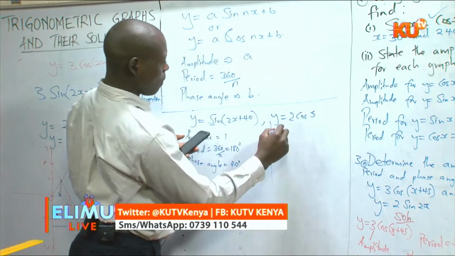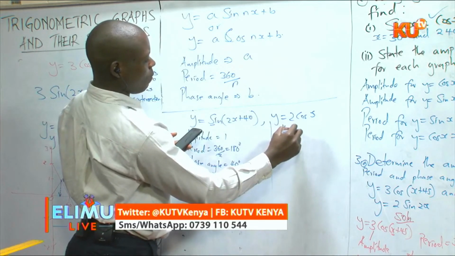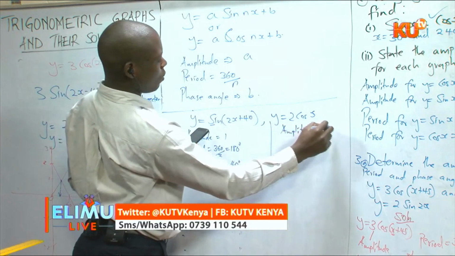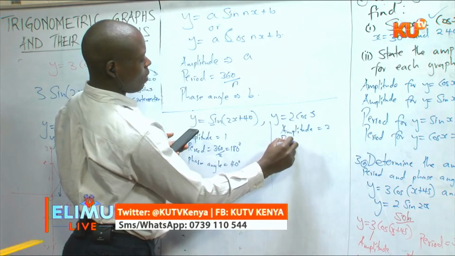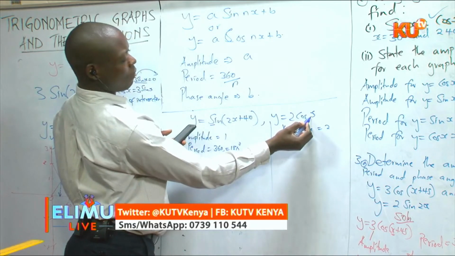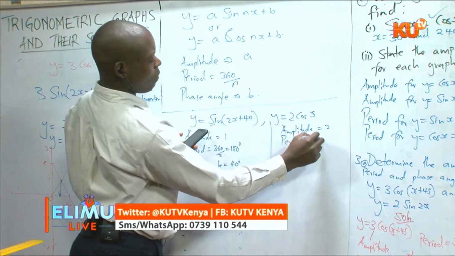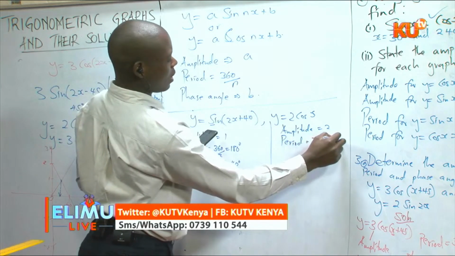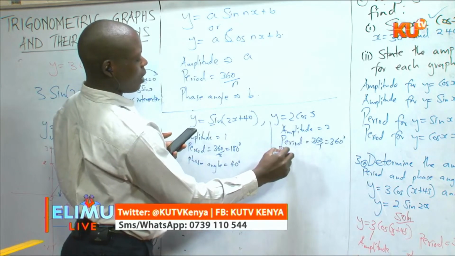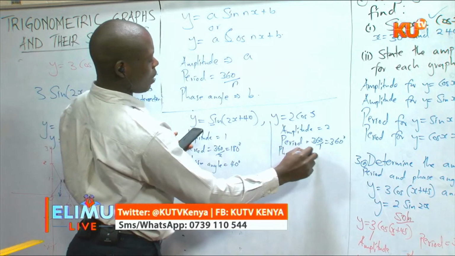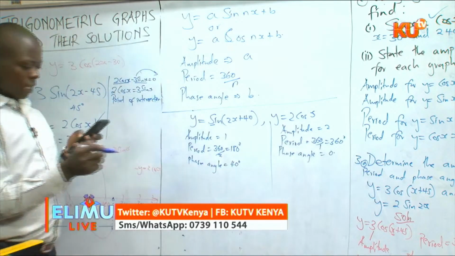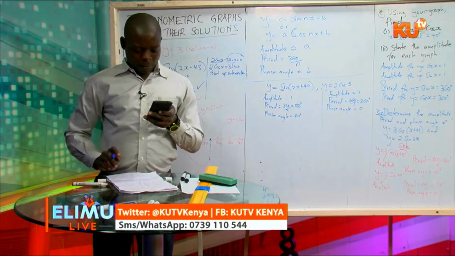For this one, the amplitude, the coefficient of cos here is 2. The period will be, the coefficient of x is 1, so it is 360 over 1, which is 360 degrees. And then the phase angle is 0. So that's how you work it out, Edwin.